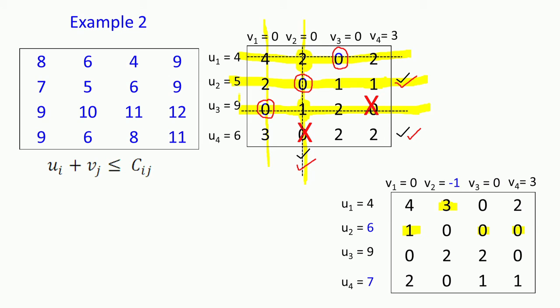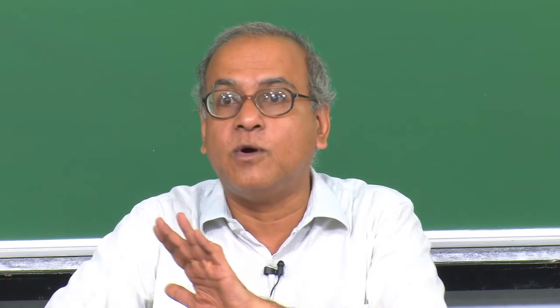So, this process of adding the theta to the intersection elements, subtracting the theta from elements where no line is passing through, and keeping the rest of them as they are, is like redefining the u's and the v's. Now, the original u's were 4, 5, 9 and 6. Now, the new u's are 4, 6, 9 and 7. How did we get this? These are the positions where there are ticks, which means these are rows where there is going to be no line, because we draw lines only through unticked rows. So, it is a ticked row, so there is going to be no line.